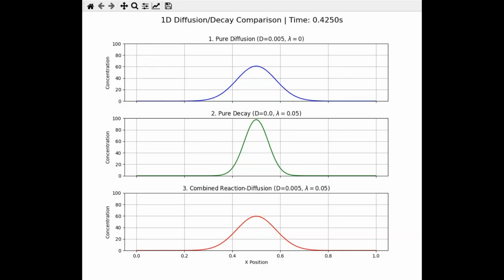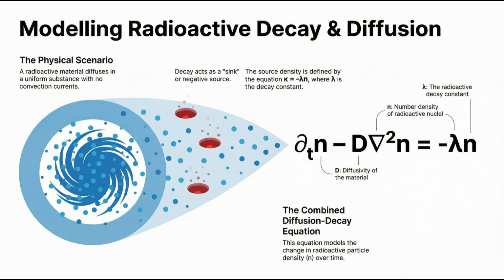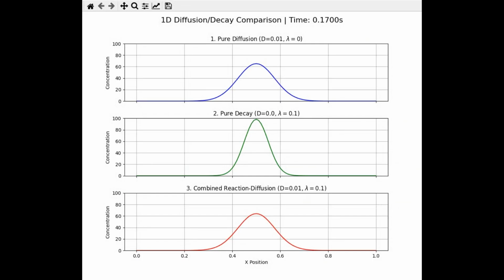And finally, when these two things are in a race, diffusion trying to spread the material and decay trying to wipe it out, decay pretty much always wins. The material gets destroyed so fast that it vanishes long before it ever gets a chance to spread out very far. So when it comes down to it, it's the decay rate that truly decides how long any radioactive material is going to stick around.